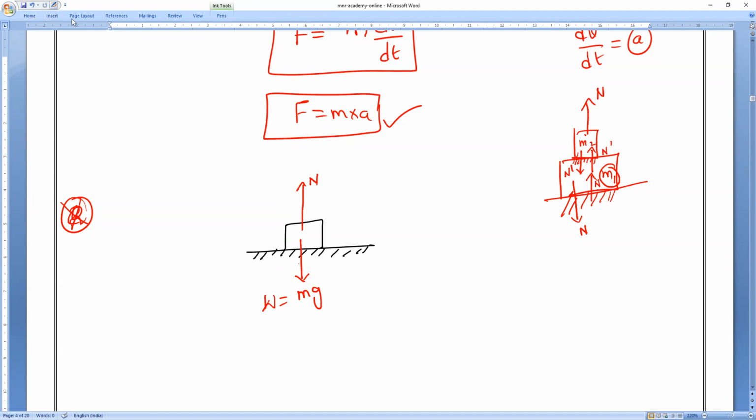So keep it in mind. Here my intention is, whenever two surfaces are in contact, you definitely have to draw the normal force, the normal reaction exerted by one body on the second body, and by the second body on the first body. Unless you understand that, you cannot solve it. So just remember that.